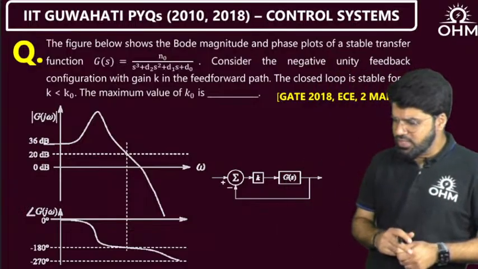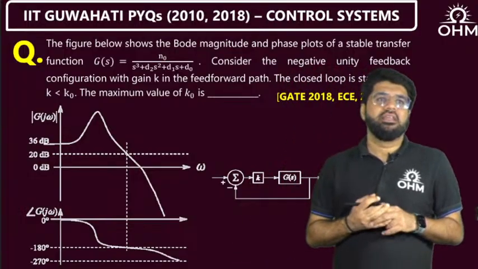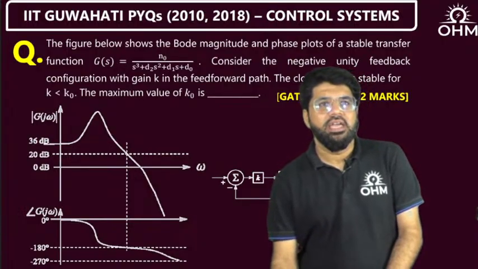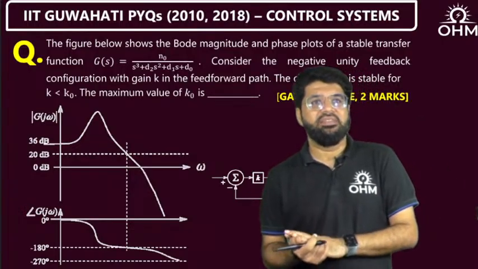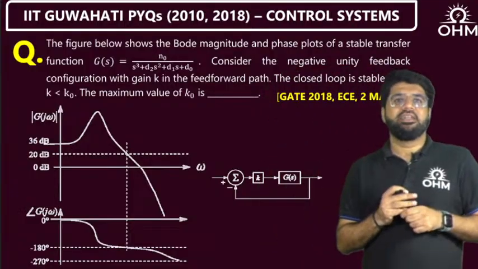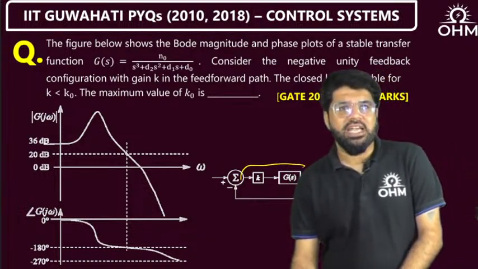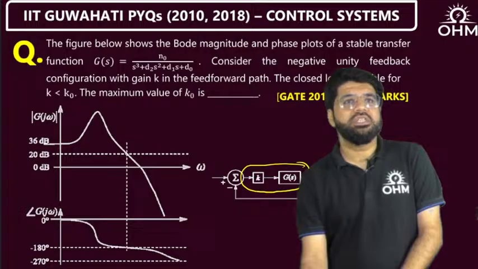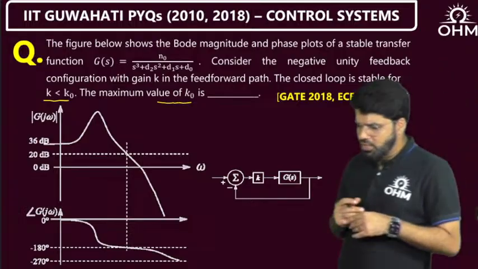Yeah, next question. GATE 2018 EC 2 marks. Okay, it's a good question. Let's read this. The figure below shows the Bode magnitude and phase plots of a stable transfer function G(s) equal to n naught upon s cube plus d2 s square plus d1 s plus d naught. Consider the negative unity feedback configuration with the gain k in the feed forward path. So G(s) is cascaded with k in the feed forward path, and it's a unity negative feedback system. The closed loop system is stable for k less than k naught. What is the maximum value of k naught?